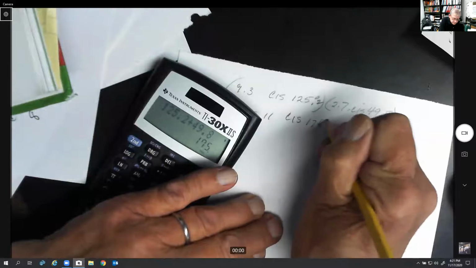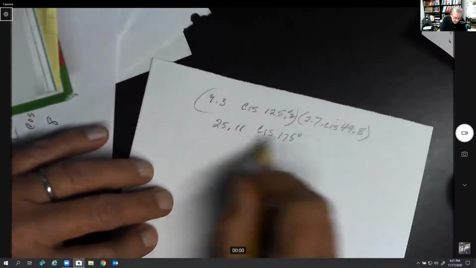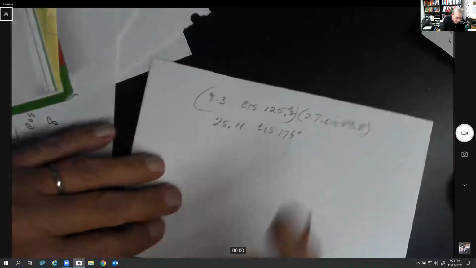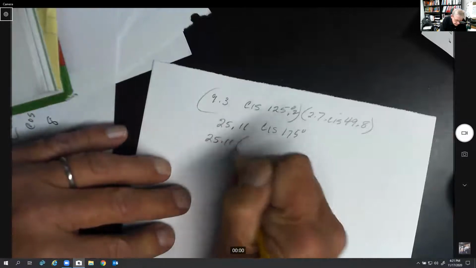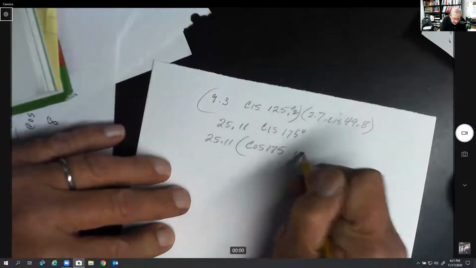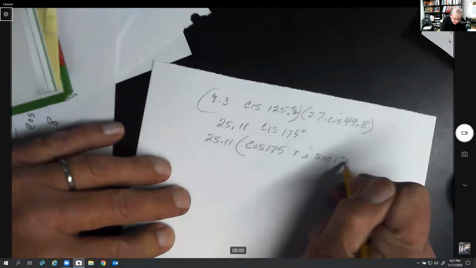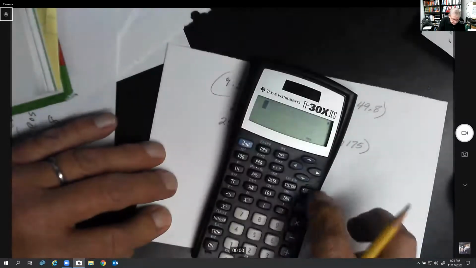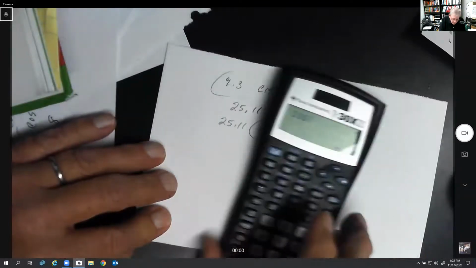Okay. So let's expand that out now. And right now, that would be polar form. You could leave it like that. That's your polar form. But let's expand it out: cosine 175 plus i sine 175. Okay, so all we're going to do is look up the cosine. Just hit our cosine key, 175.